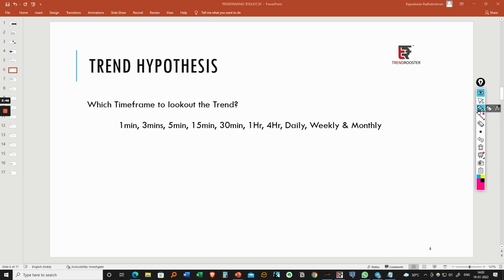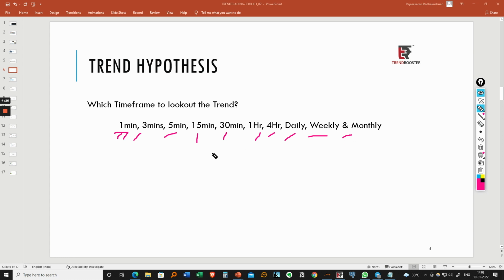As I said, trend is your friend, and which time frame should you look at for the trend? Are you going to look at the 1 minute time frame, or 3 minutes, 5 minutes, 15 minutes, 30 minutes, 1 hour, 4 hour, daily, weekly, monthly? Every time frame has different types of traders. 1 minute and 3 minute time frames are typically the scalpers' area. 5 minutes, 15 minutes, and 30 minutes are the day traders' area. 1 hour and 4 hour are the positional swing traders' area. Daily and weekly are positional.